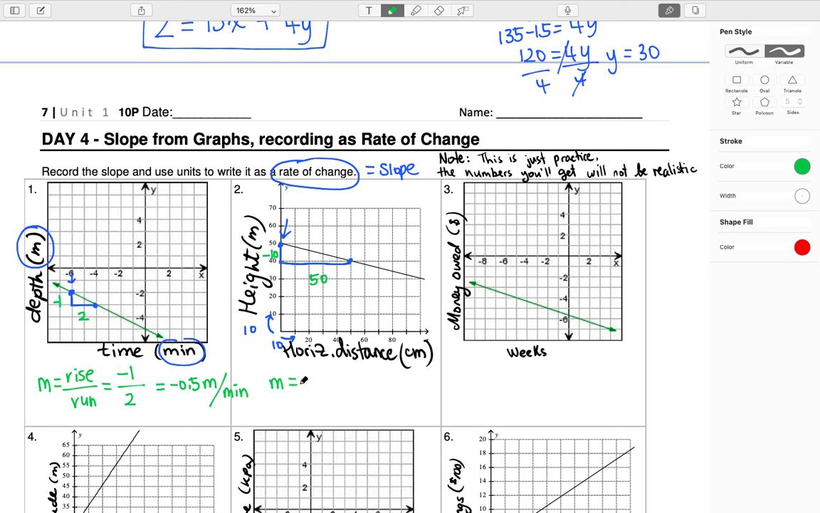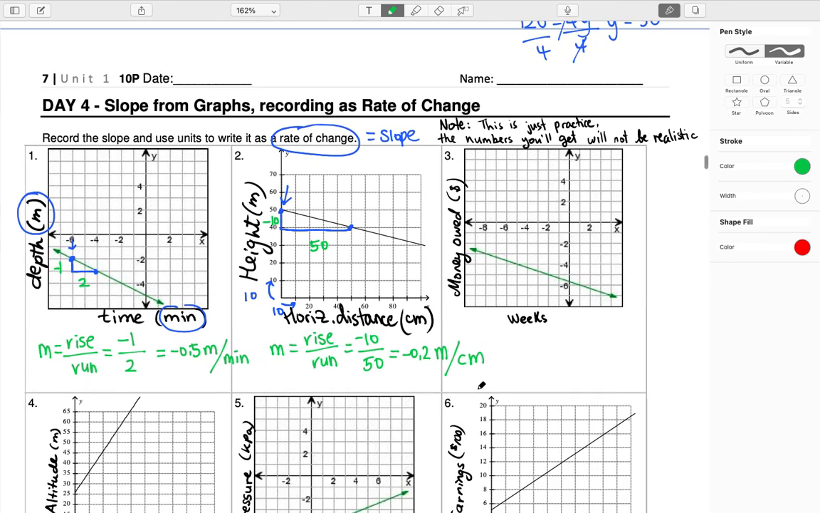So m, slope, is rise over run. In this case, I went down 10 steps and I went to the right by 50 steps. So if I reduce this, -10 divided by 50, I'm going to get -0.2, and the unit is meter per centimeter.